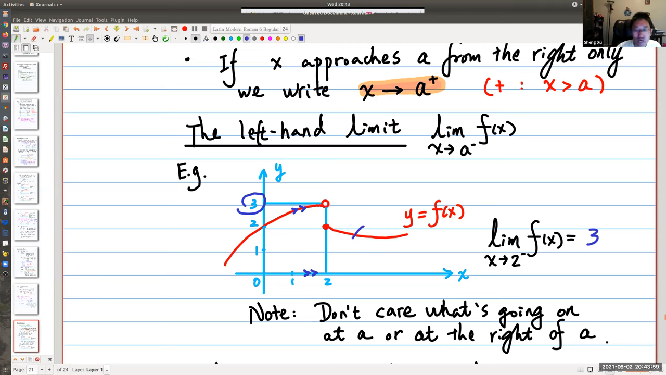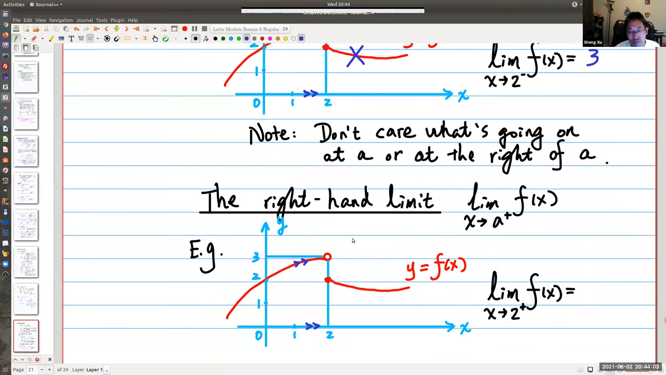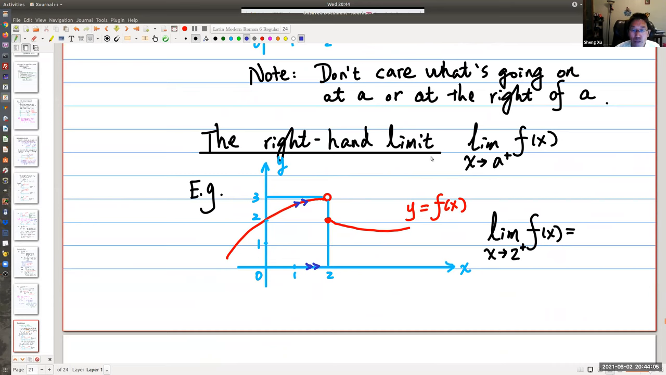So what's going on here? Irrelevant. And similarly, the right-hand limit, we let x approach a from the right. I think my picture is copied, so I didn't change this. This should be changed to a different way. Let me fix that. You can fix your notes.